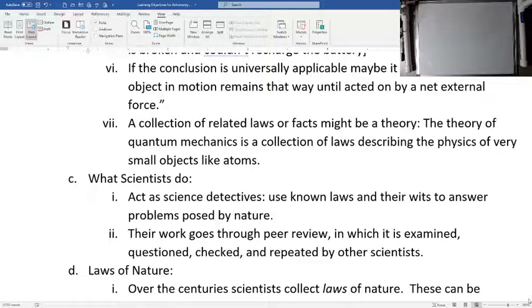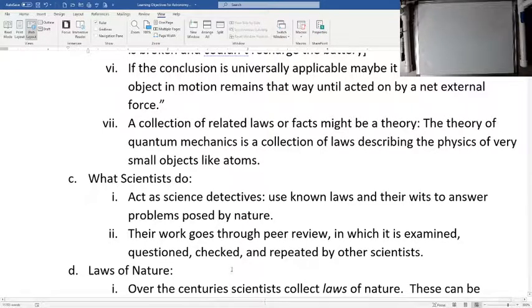We might collect a bunch of related laws into a theory. So the theory of quantum mechanics is a collection of laws describing the physics of very small objects like atoms. Or Newton's theory of motion is a collection of laws describing the physics of everyday objects. Or the theory of evolution is a collection of statements about how organisms or biological matter changes over time. No expert on that. And so on. In popular culture, the word theory is often used in place of hypothesis, and that's where there's some confusion, I think. People often think, well, if something's called a theory, it hasn't been accepted in science. That's not true.